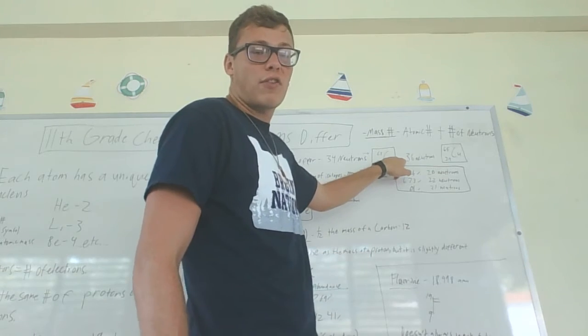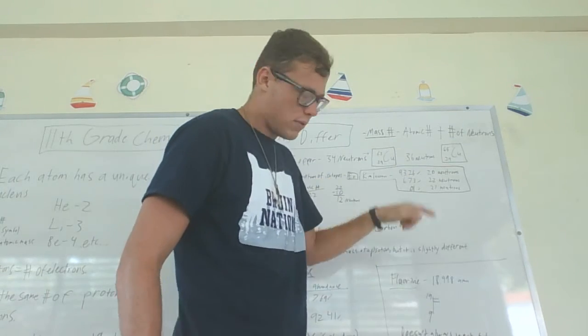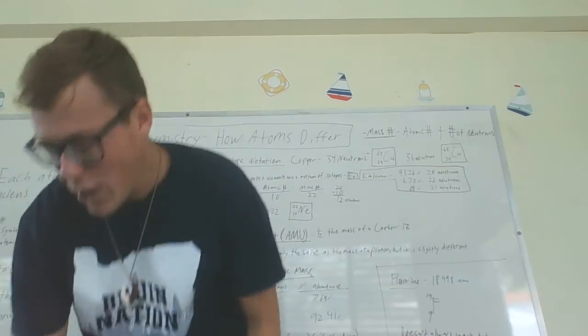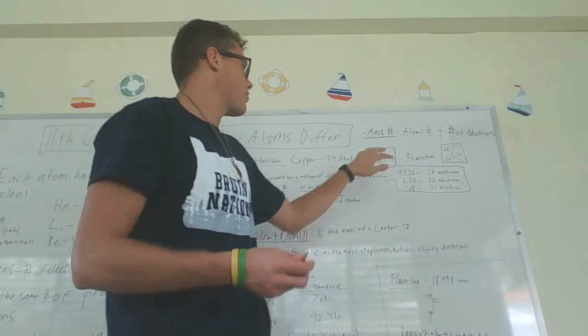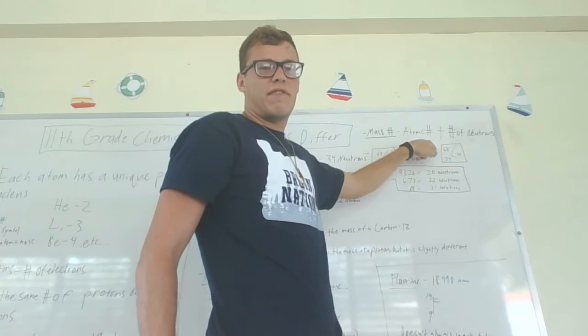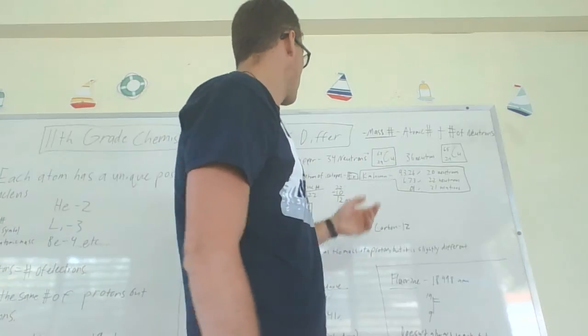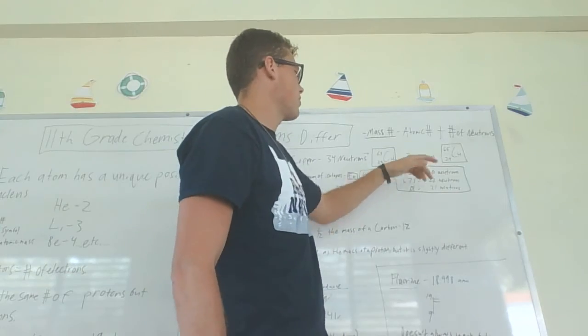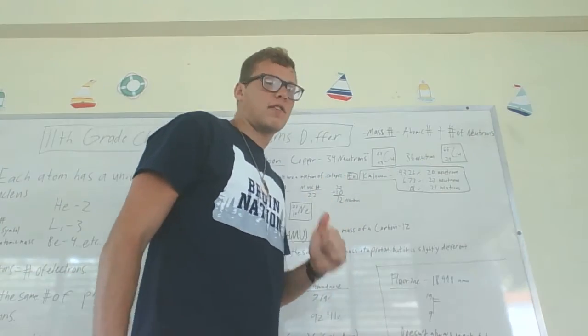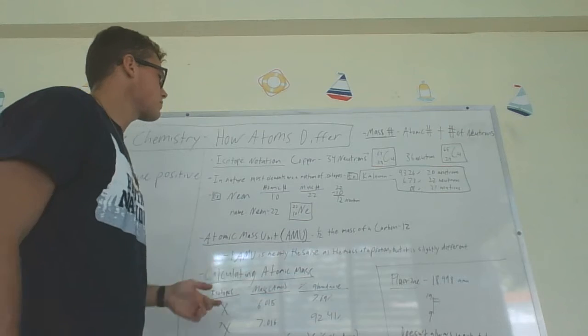Or another version has 36 neutrons, and you add 29 plus 36 and that gives you 65. And that is the mass number for that isotope. In isotope notation, we call it copper 65 is the name, all right?